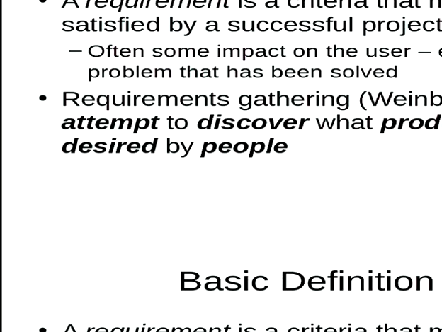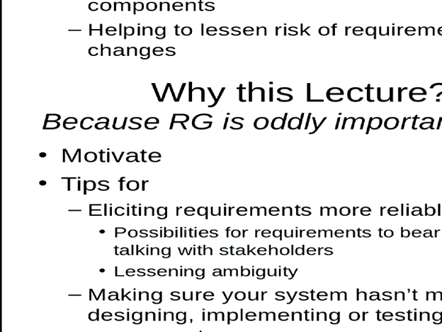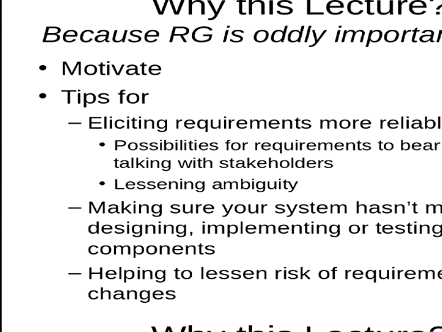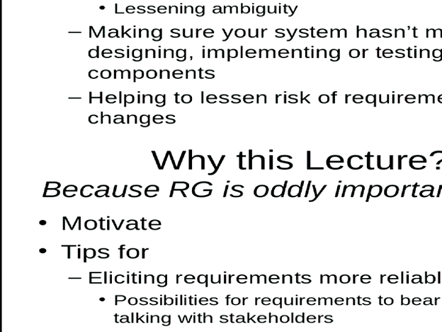Which people? Sometimes there are multiple stakeholders. There are the people who are purchasing it, and there are the end users, or there are different groups within the people purchasing it. So why this lecture? Because requirements gathering is curiously, unexpectedly important and hard. So I want to motivate that a little bit, but I also want to provide tips for eliciting requirements more reliably. These tips won't be perfect, but they will lower your vulnerability to some obvious misunderstandings.